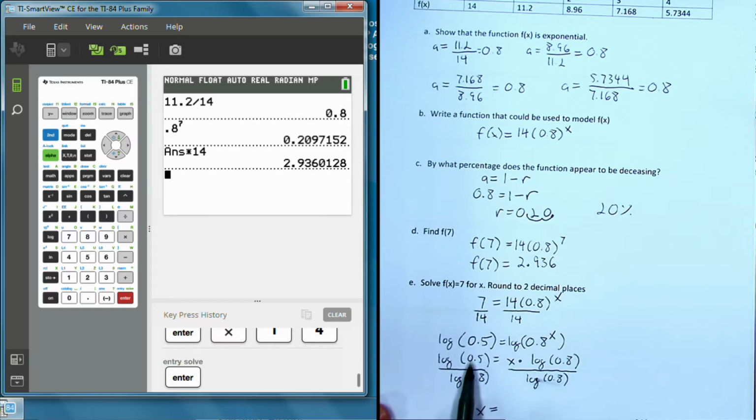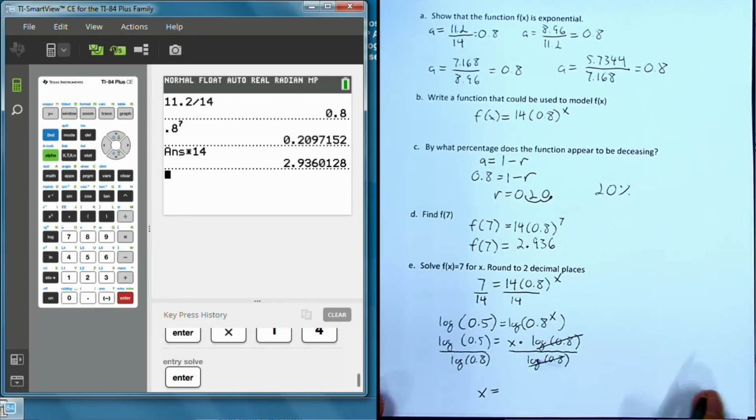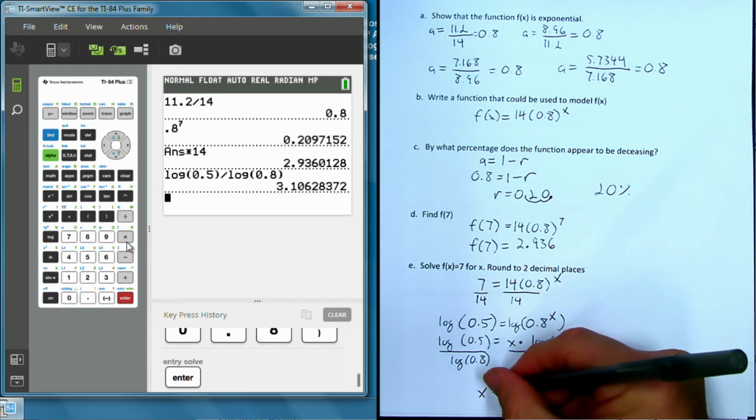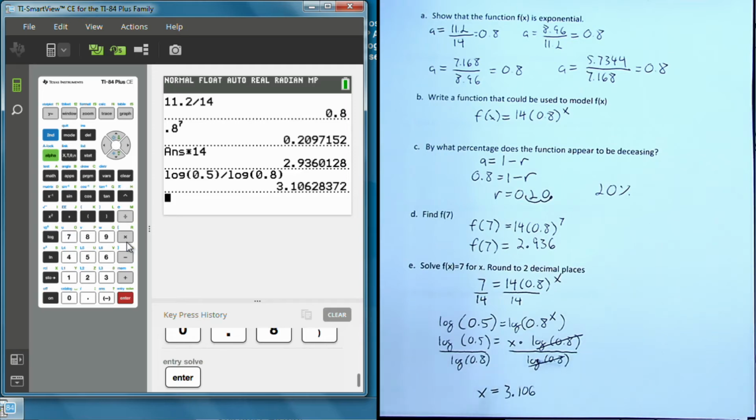Now we can use our graphing calculator to evaluate this number here. So log of 0.5 divided by log of 0.8. And to 3 decimal places, we get x equals 3.106.